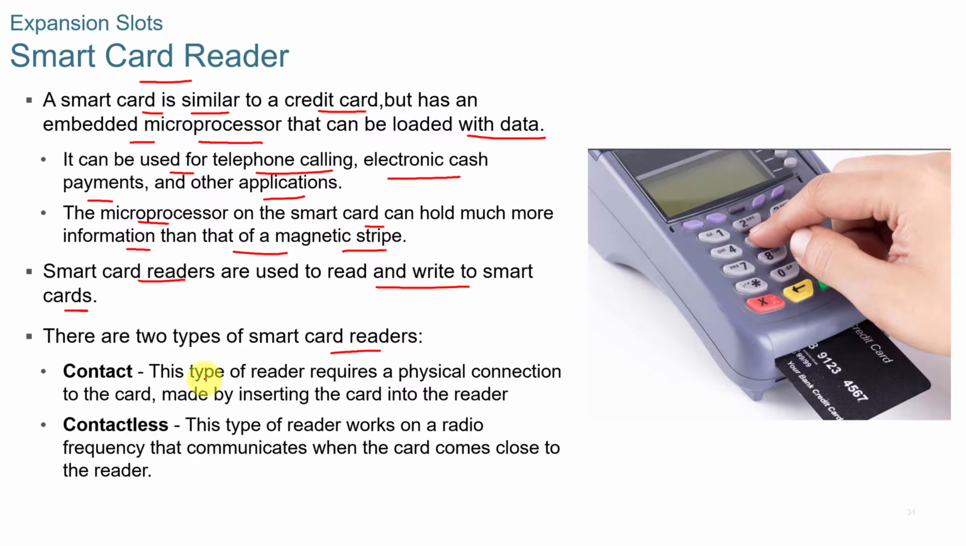There are two types of smart card readers. Contact: this type of reader requires a physical connection to the card, made by inserting the card into the reader. Or contactless: this type of reader works on a radio frequency that communicates when the card comes close to the reader.